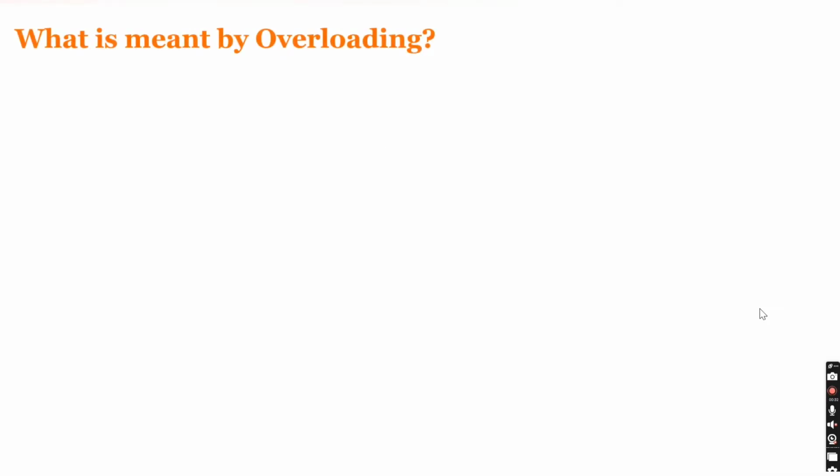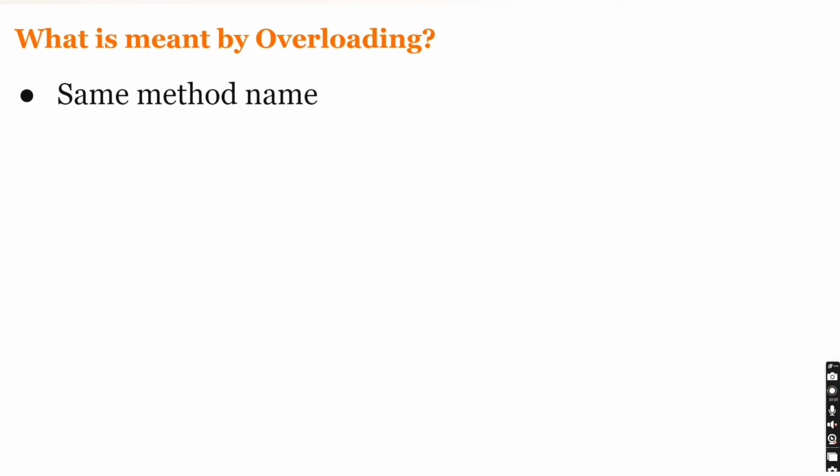So what is meant by overloading? If a class has multiple methods, and you provide the same name to all these methods but they differ in parameters, it is known as method overloading. Basically, method overloading can be achieved by providing the same method name inside the class, but with a different number of parameters or different types of parameters.